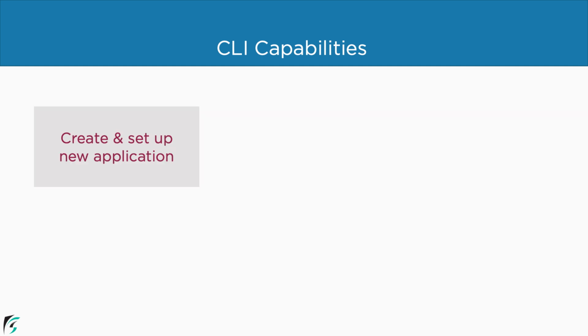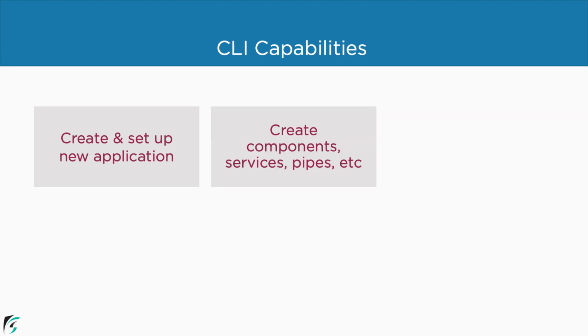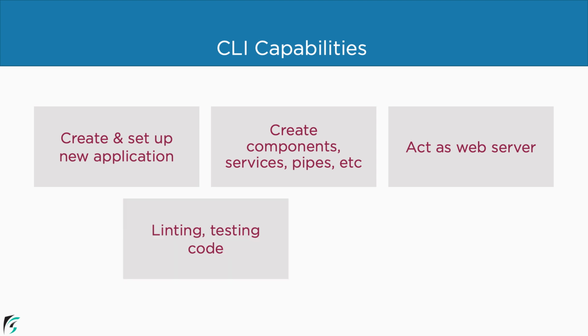The CLI can create and set up an Angular app correctly. It can create new components, services, pipes, and other pieces of our application. It acts as a web server in development. The CLI can also lint our code and test our code, both unit and end-to-end testing. And it can also build our code for production. Makes the task quite easy, doesn't it?